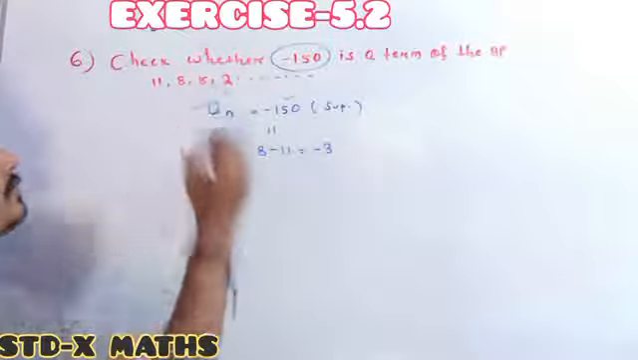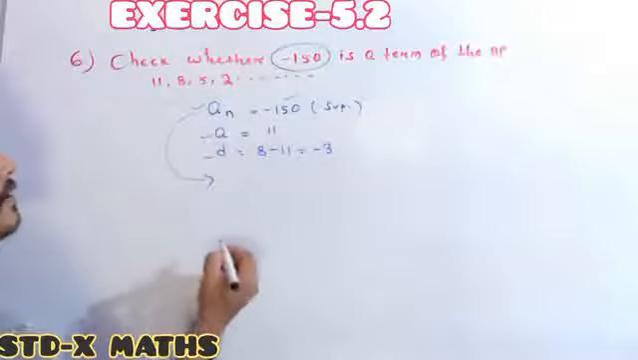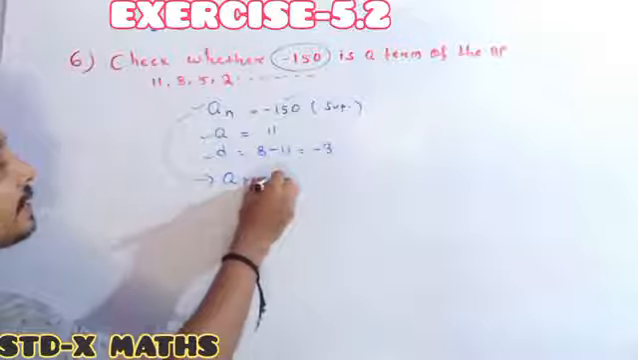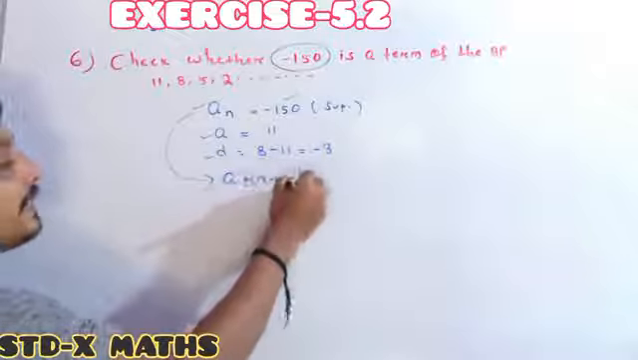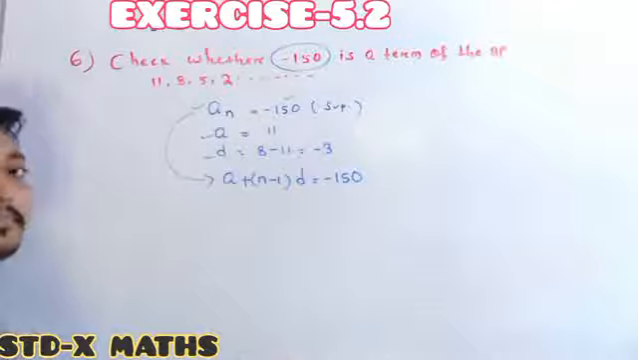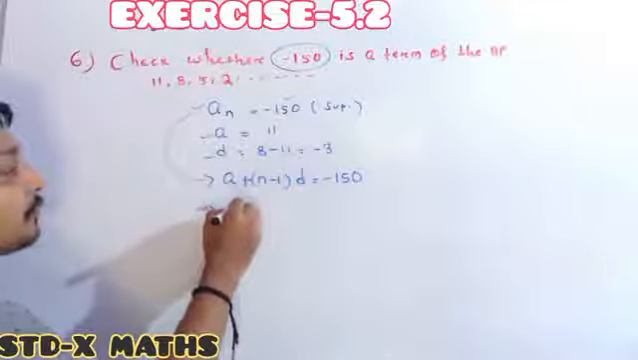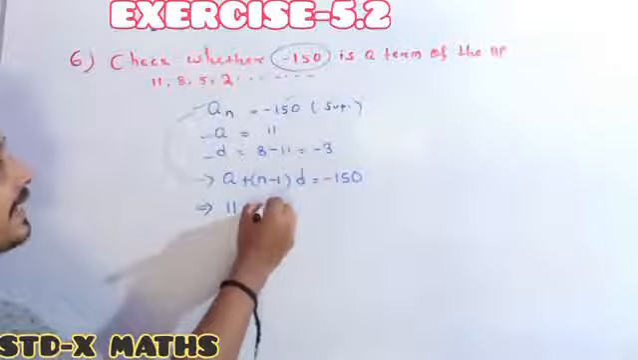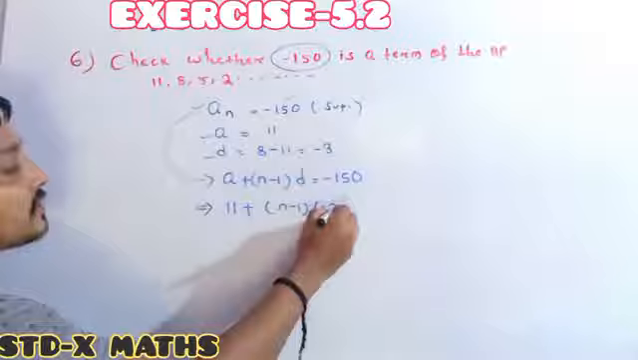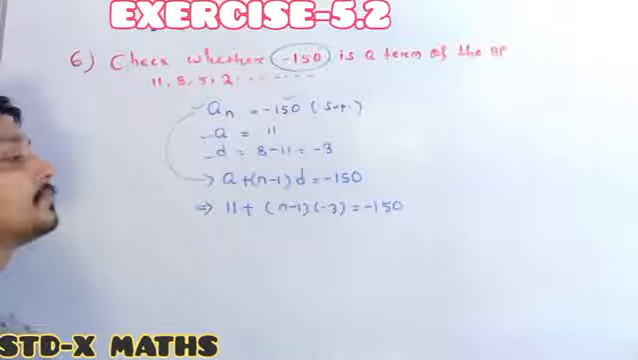By putting it in the equation. See, an is our minus 150. So an means a plus (n minus 1) whole into d, which is our minus 150. Understood? So it implies in place of a, I just have to put 11, and (n minus 1) whole into d. d means minus 3. It is our minus 150.